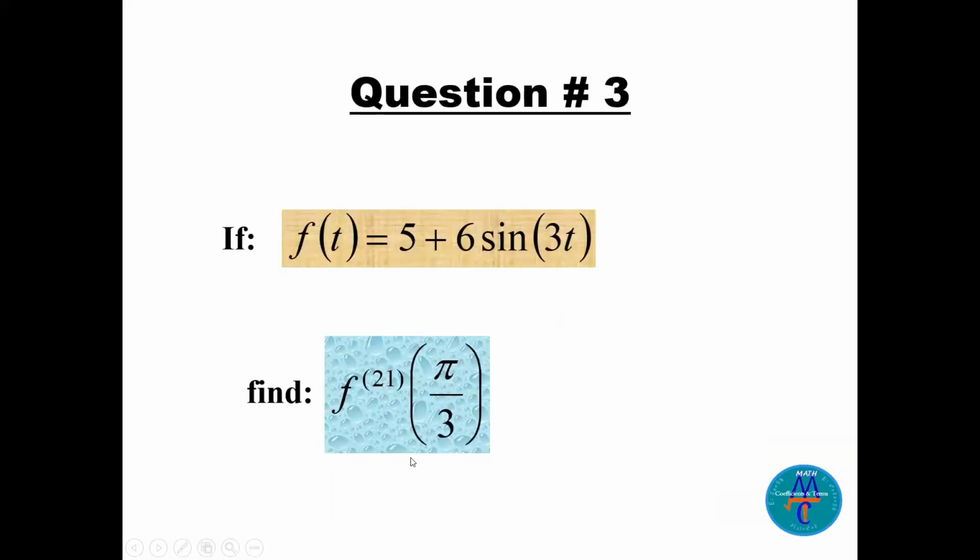This is an easy question. We have f of t is equal to 5 plus 6 sine 3t. Let's find the 21st derivative of f at pi over 3.